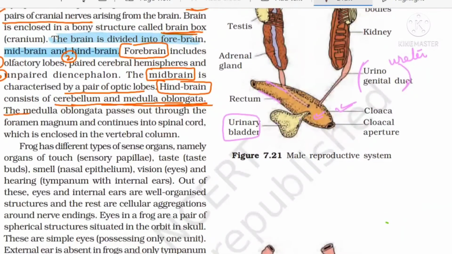Medulla oblongata will come out through the foramen magnum and continues into the spinal cord, and the spinal cord is enclosed in a vertebral column. Is it clear? This is only what you have to remember. Similar to us, only a few things you have to remember. Here in the midbrain they are telling a pair of optic lobes. Here they are telling olfactory lobes.